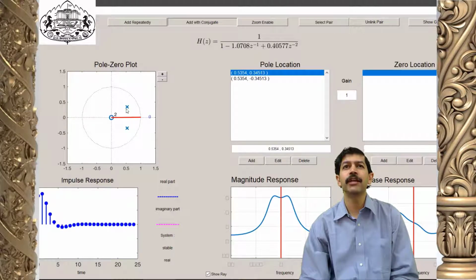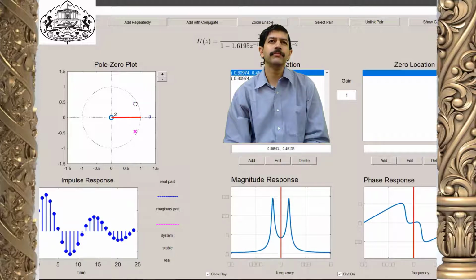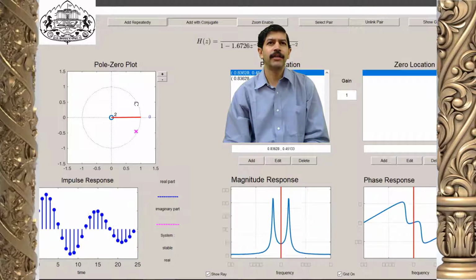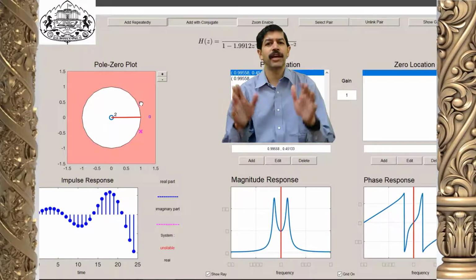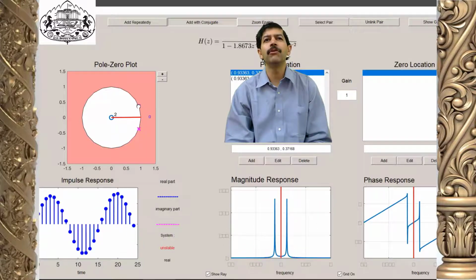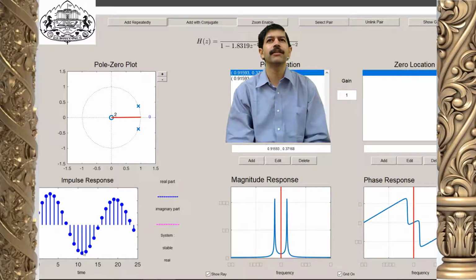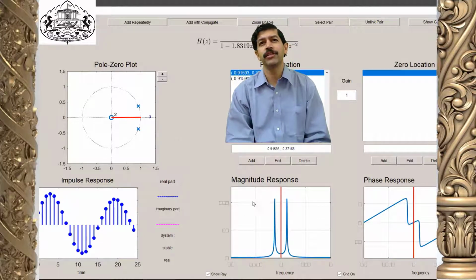We know that if the poles are inside the unit circle, then the impulse response is converging. As the poles start moving towards the unit circle, it becomes more and more divergent and it becomes oscillatory. And the moment the poles go outside the unit circle, the impulse response becomes divergent and the system becomes unstable. That's why it's important to keep the poles inside the unit circle. Such visualization helps students to realize the importance of the position of poles and zeros.